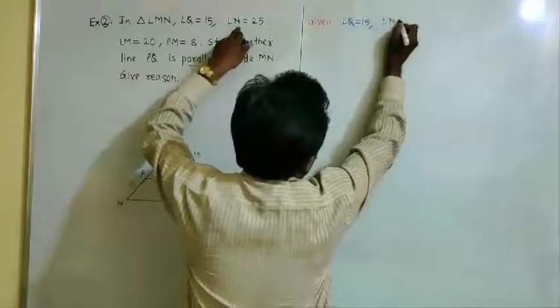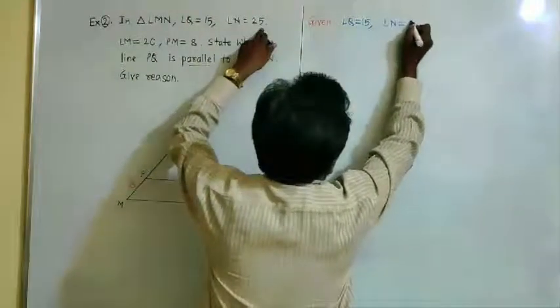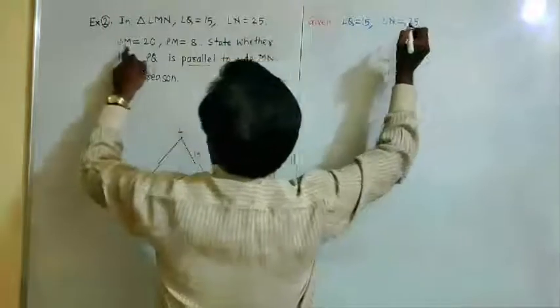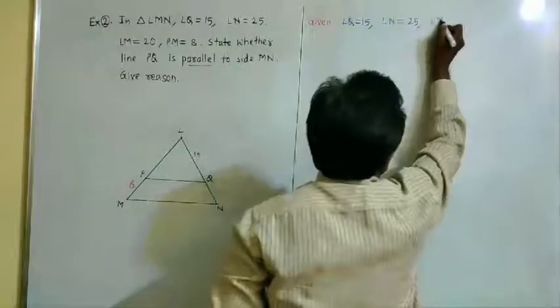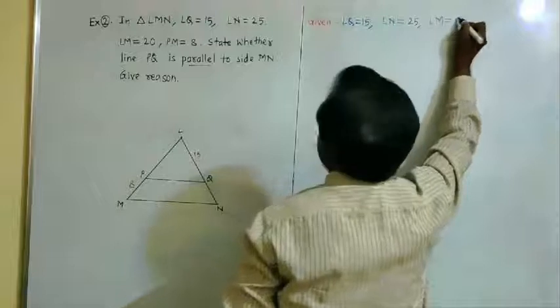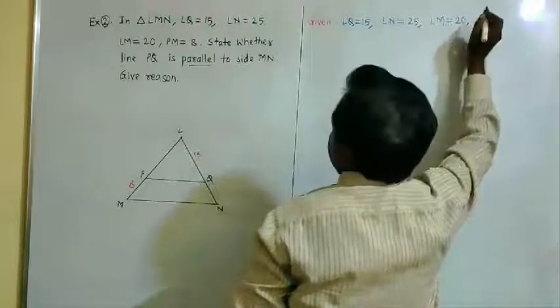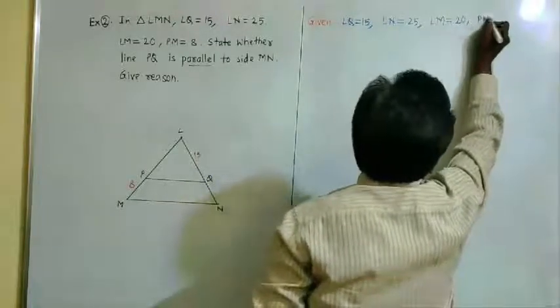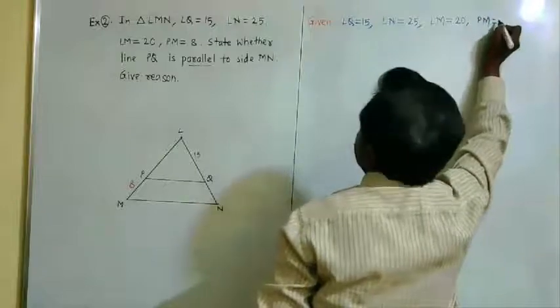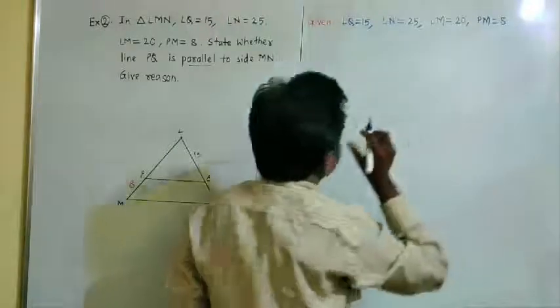LN is equal to 25, LM is equal to 20, and PM is equal to 8. So that is the given part.